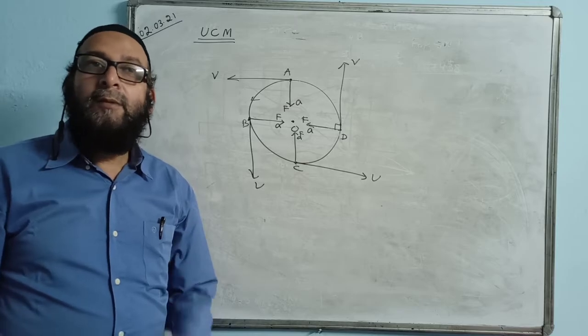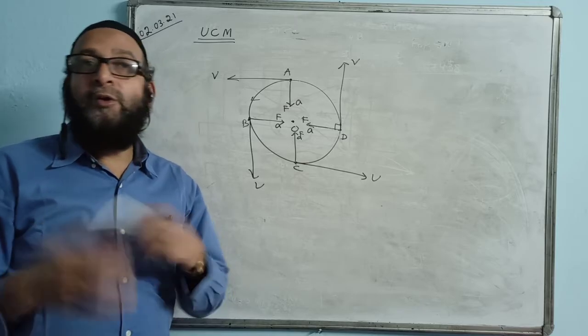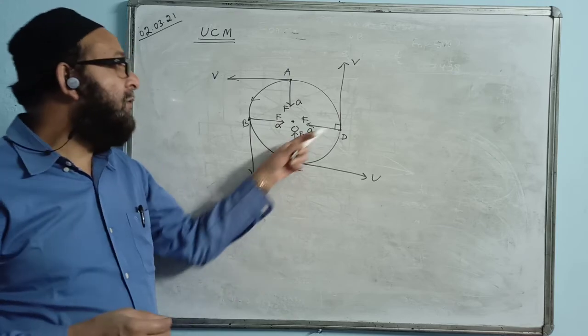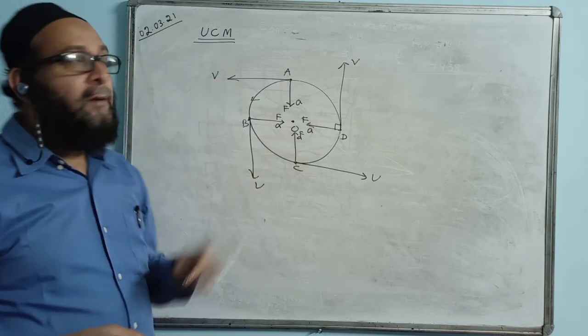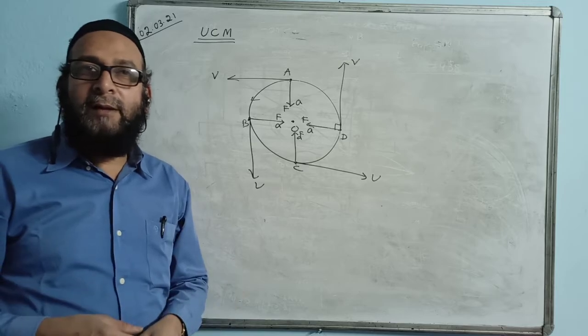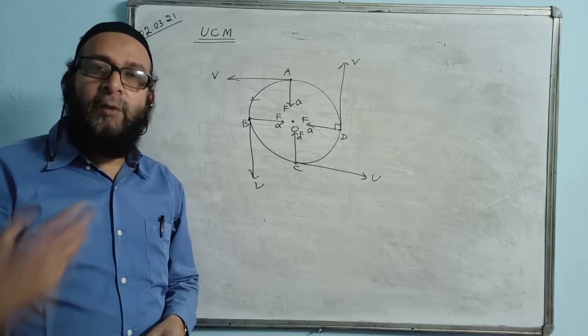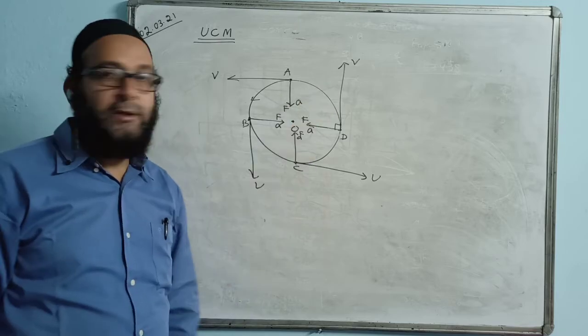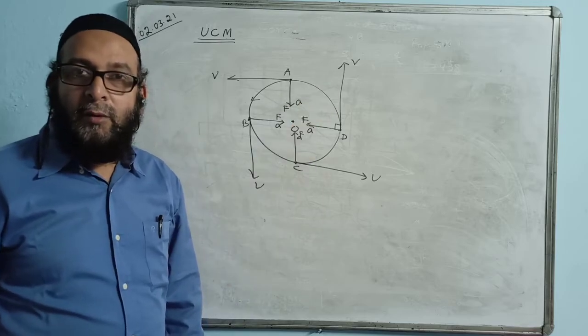So a question may come: in which kind of motion are force and velocity perpendicular to each other? We say circular motion. Any circular motion, uniform circular motion or non-uniform circular motion, but the force will be perpendicular to the velocity. Understood?